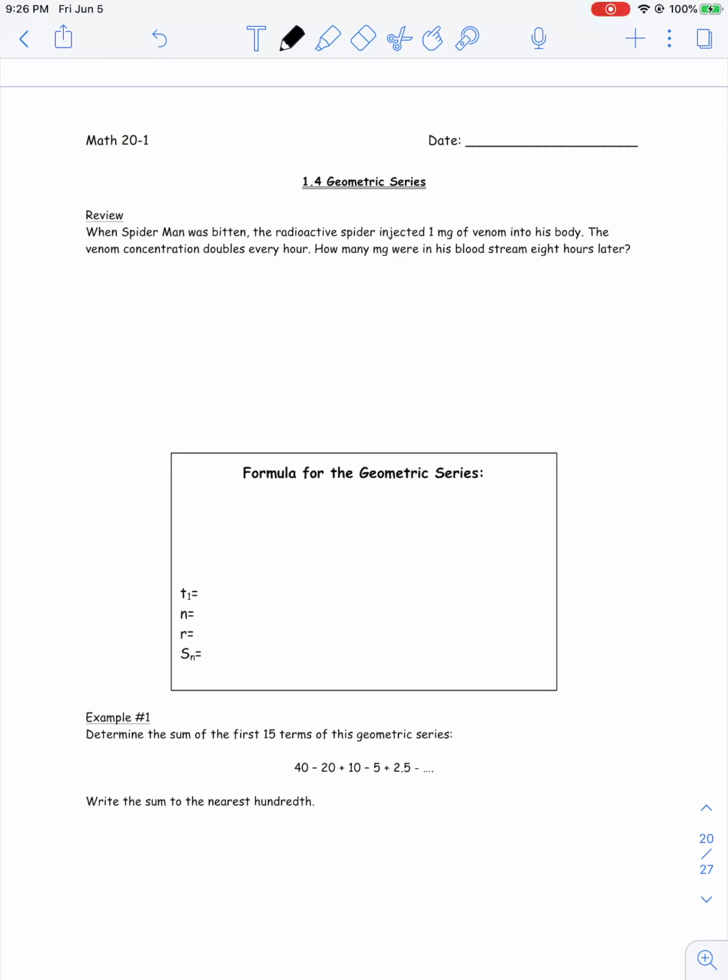Lesson 1.4 is entitled Geometric Series. So we're going to review our previous concept, which was when Spider-Man was bitten, the radioactive spider injected 1 milligram of venom into his body. So that's going to be our T1, 1 milligram. We know that this is going to double every hour, so our common ratio is going to be 2. How many milligrams were in his bloodstream 8 hours later?